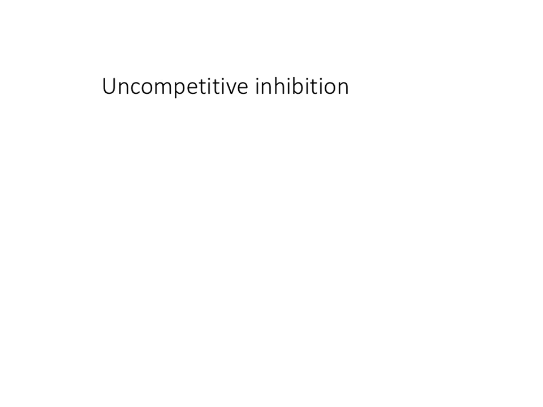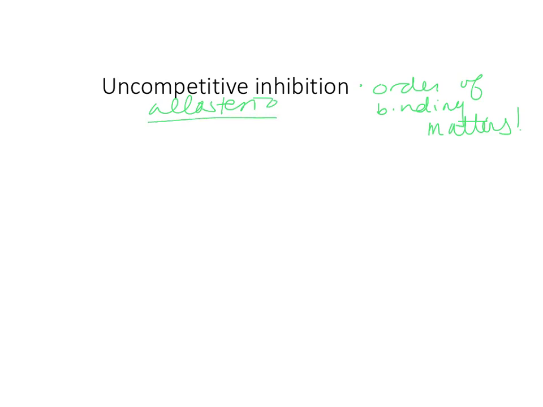Uncompetitive. So uncompetitive is really interesting because here the order of binding matters a lot. Okay, so uncompetitive inhibitors are also allosteric. So please don't forget that part. They're also allosteric. And again, I'm going to do my Pac-Man enzyme.